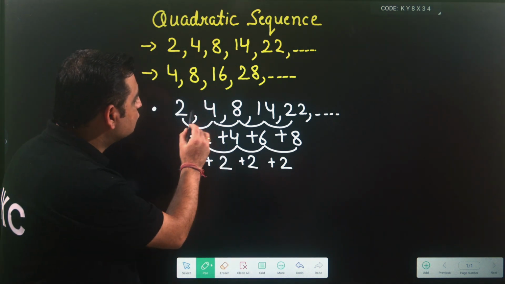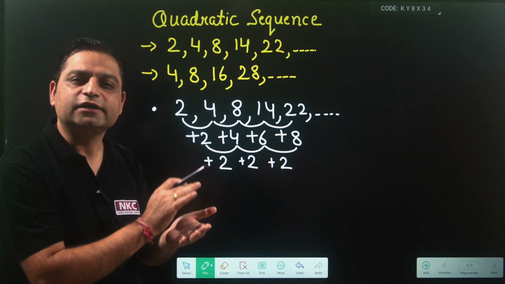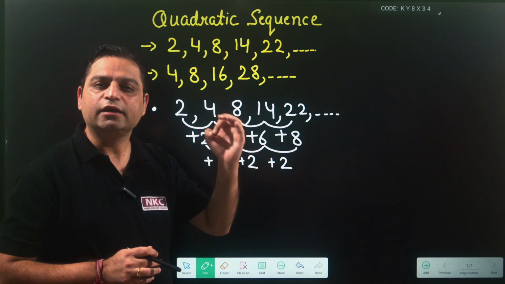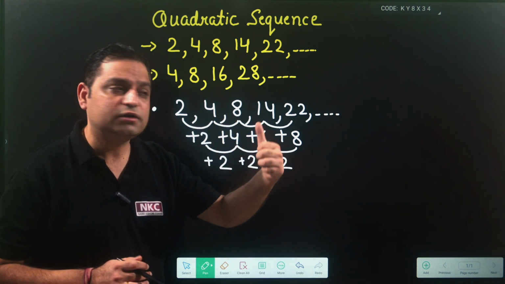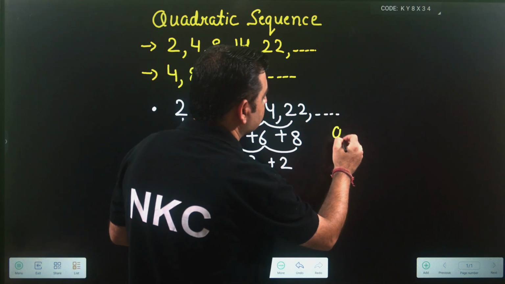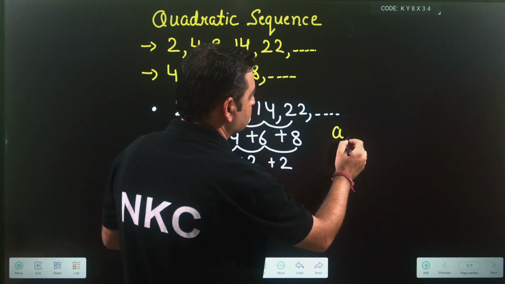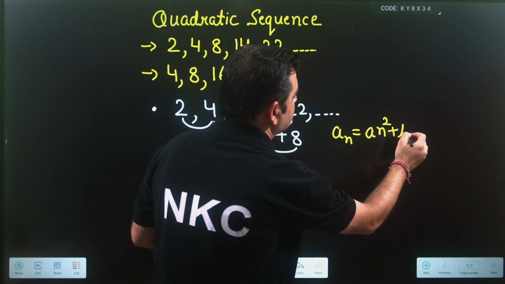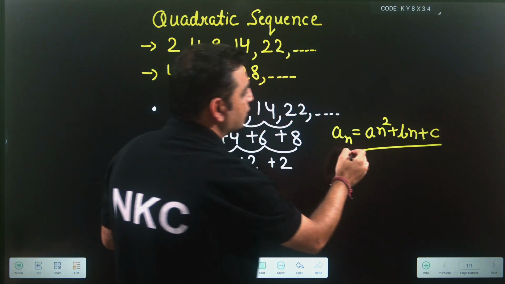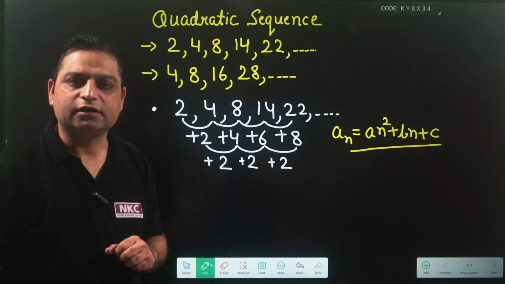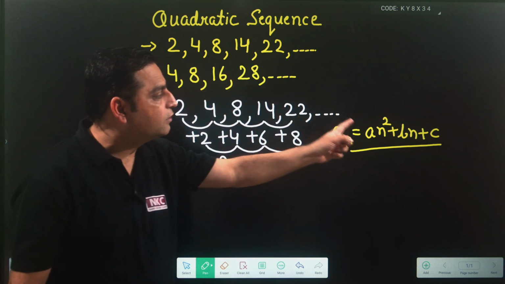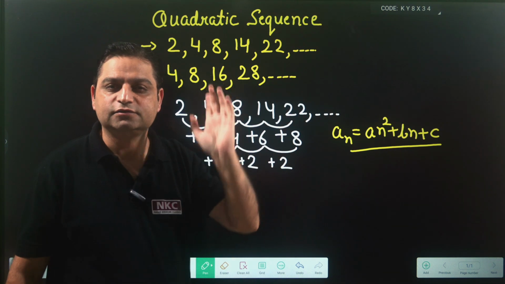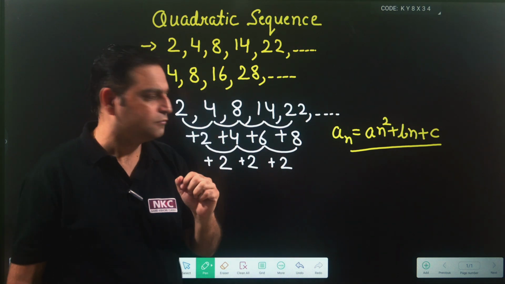So that means 2, 4, 8, 14, 22 is definitely a quadratic sequence. That means its general form, the nth term, will be of which form? This form: an square plus bn plus c. This is the actual form of the quadratic sequence. Now how to find the value of a, value of b, value of c? This is the challenge and we are going to cover it.